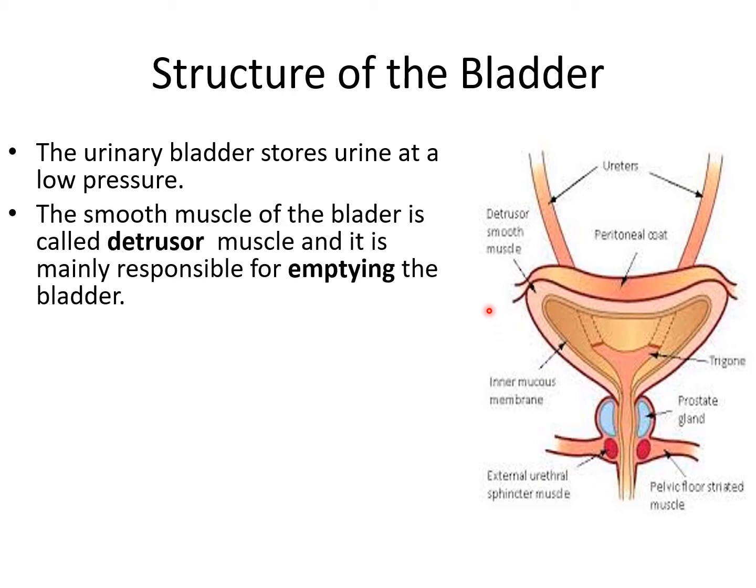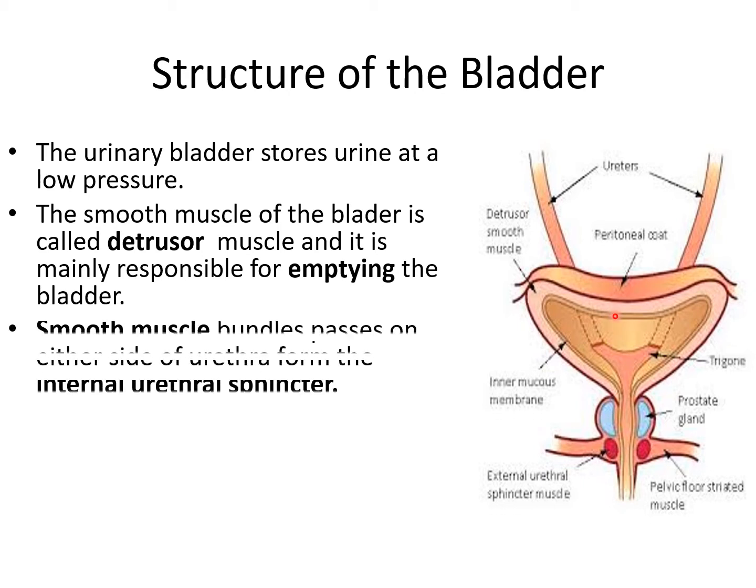The smooth muscle of the bladder, which is called detrusor, particularly the circular muscle layer, is mainly responsible for the emptying of the urinary bladder. When this detrusor muscle contracts, it increases the pressure within the urinary bladder, and that helps in micturition.